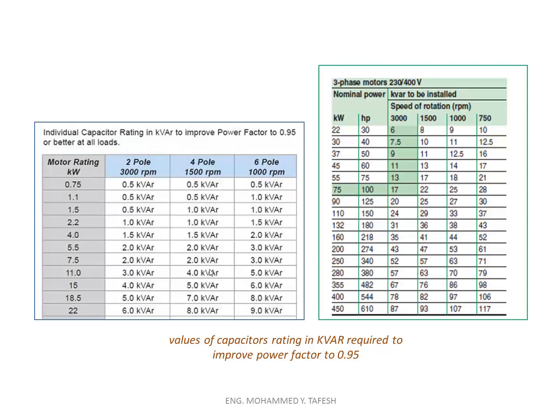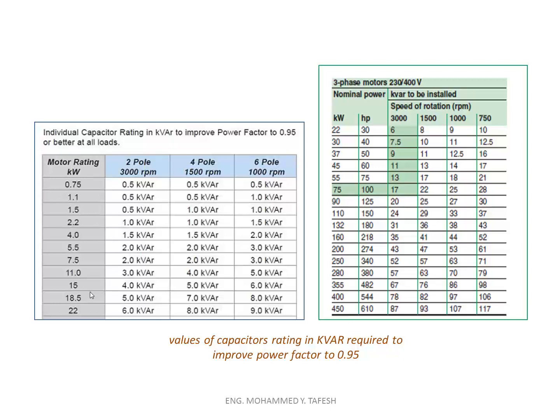Please look at these tables. These values of capacitor ratings in kVAR are required to improve power factor to 95%. If we have many motors rated from 0.75 to 22 kilowatt of rated power, and at different speeds, 3 different speeds here, at 2 pole, 4 pole, 6 pole, this table is easy to choose from.